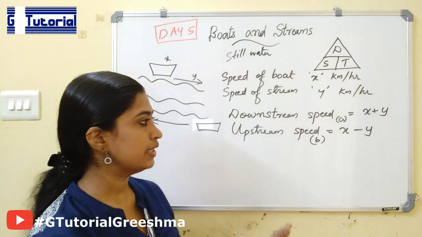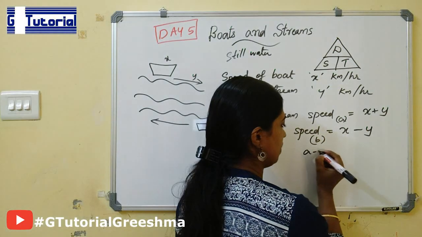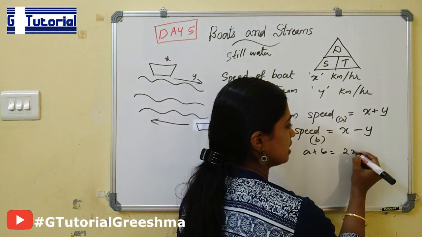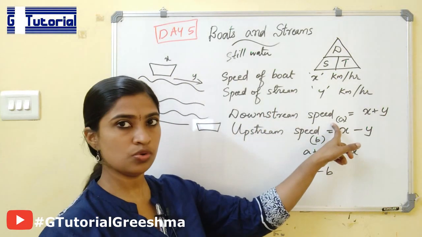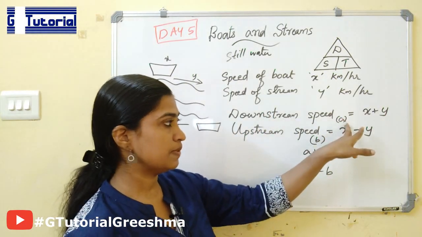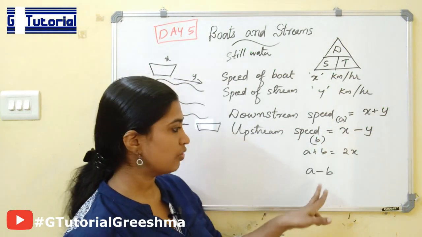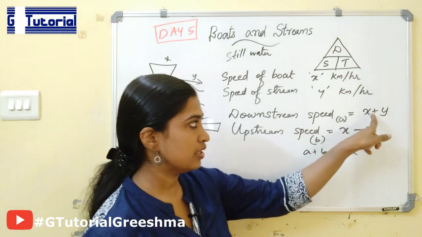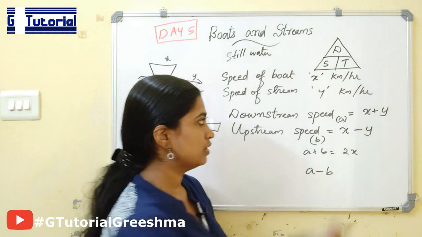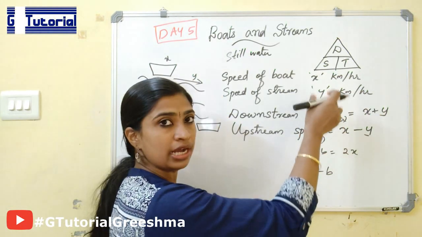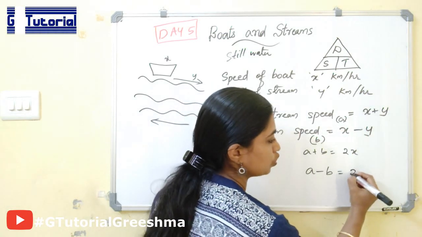Then, if you add these two equations, what will you get? A plus B is equal to 2x. And if you subtract them, A is always greater, so substitute it as A minus B. If you subtract these equations, what will you get? A minus B: x plus y minus x plus y. We are doing the addition and subtraction on both sides of the equation. So A minus B will be 2y.